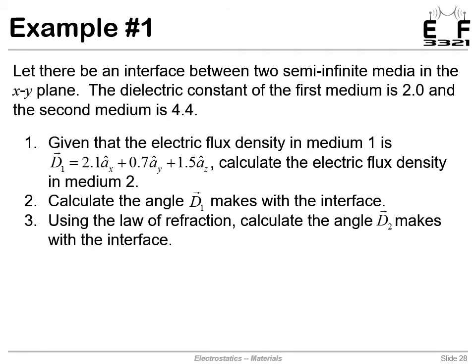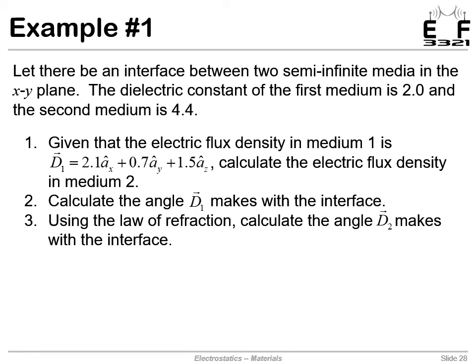Now let's work an example to reinforce all of this. So example number 1. We have an interface between two different semi-infinite media. What semi-infinite means is we have an interface, but each one of them on their side of the interface extends off to infinity. And the dielectric constant of medium 1 is 2, and in the second medium, the dielectric constant is 4.4.